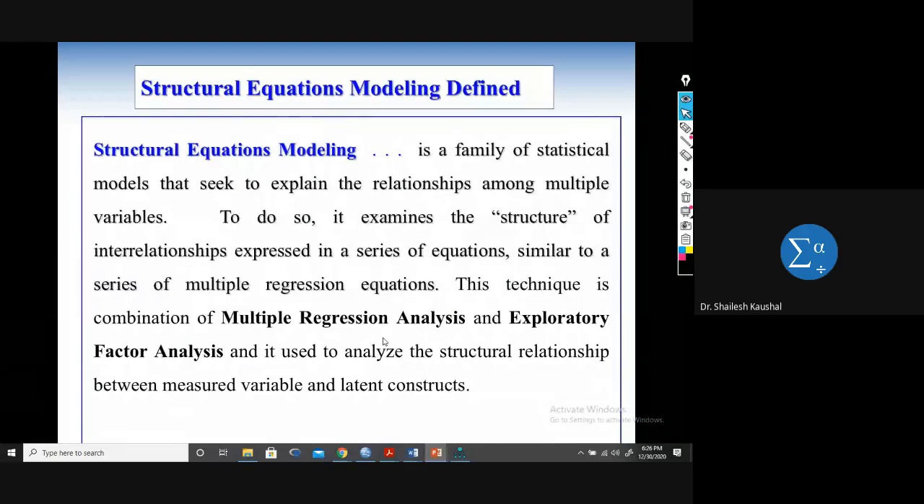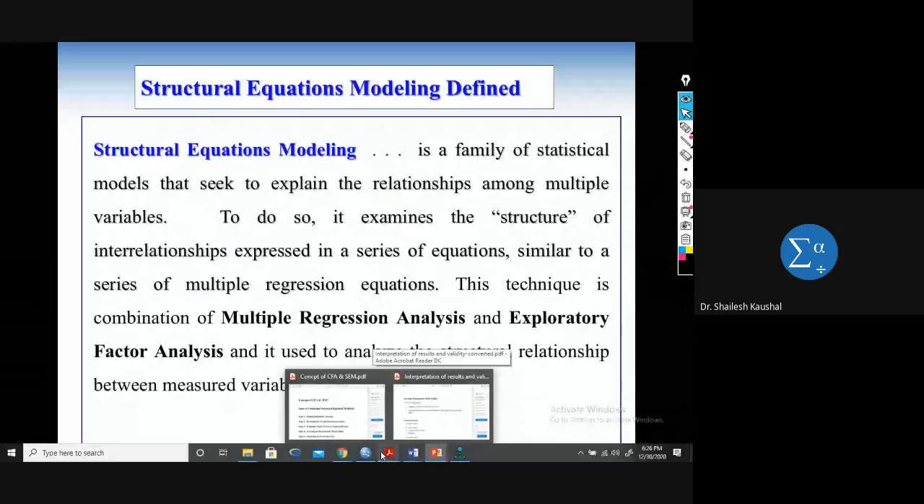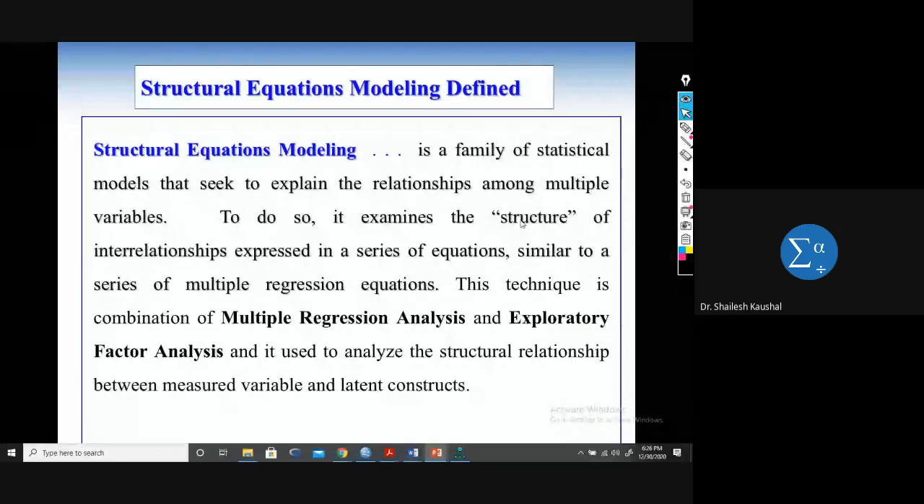Now the structural equation modeling. So what is structural equation modeling? It is a family of statistical models that seek to explain the relationship among multiple variables. Multiple variables means a large number of regression equations. To do so, it examines the structure. Structure means multiple equations of interrelationship expressed in a series of equations, similar to a series of multiple regression analyses.